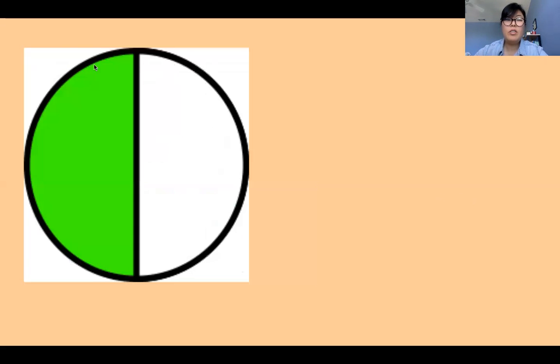In this shape, we see a circle. How many equal parts do we see? We see 2 equal parts. And then we see that one is shaded. How do we represent this picture as a fraction? I'm going to get a marker.